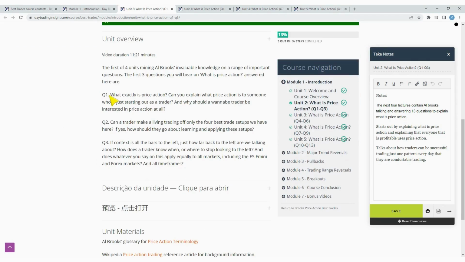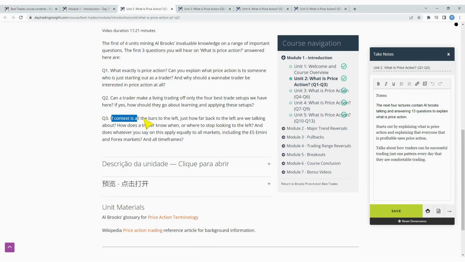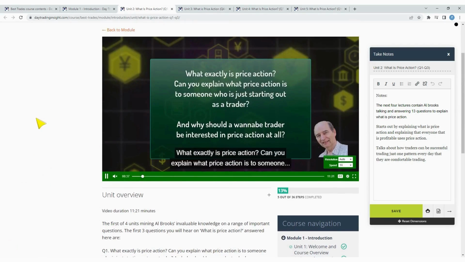The first question is, what exactly is price action? And the second question is, can you make a living trading off only these 4 trade setups that we have here? And if context is all about bars to the left, and stuff like that, you can go through that all yourself when you sign up for the course.